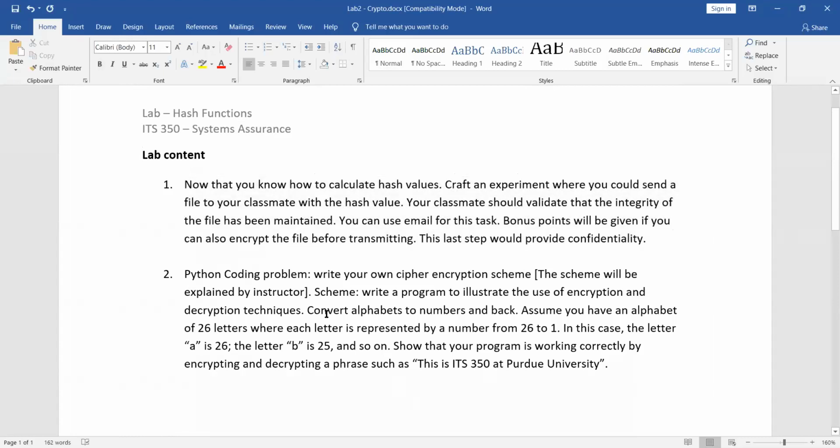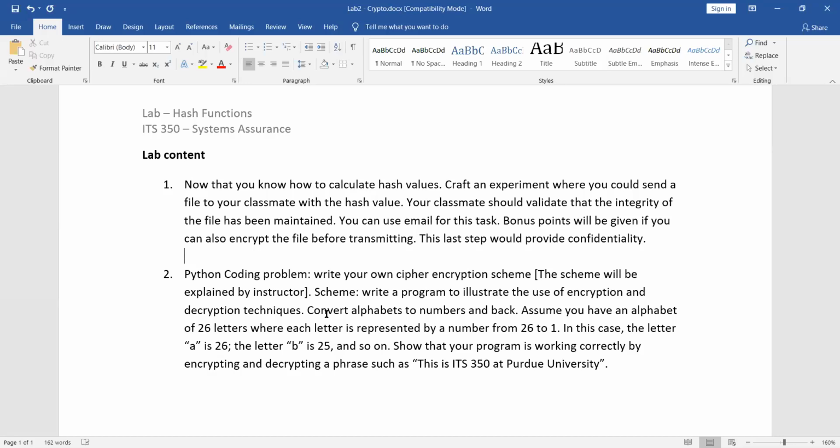Now that you know how to calculate hash values, because you learned it from the PDF, you're going to craft an experiment. With a lot of these labs, you're going to get the most out of them by working with a partner. So find somebody in the class. You can see the list right there. If you want, I can give you a couple of minutes to form a group. If you don't know someone, find a classmate to work with, because it's better to understand things if you're sending things to your friends.